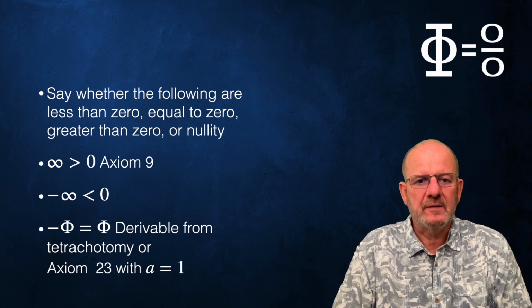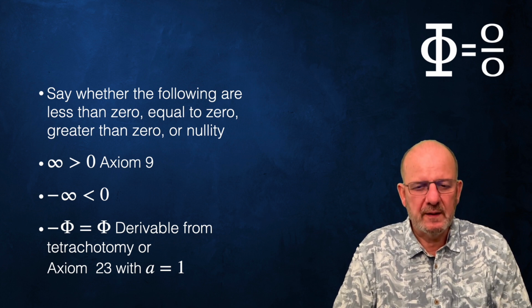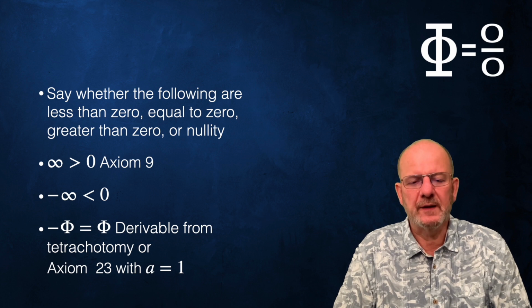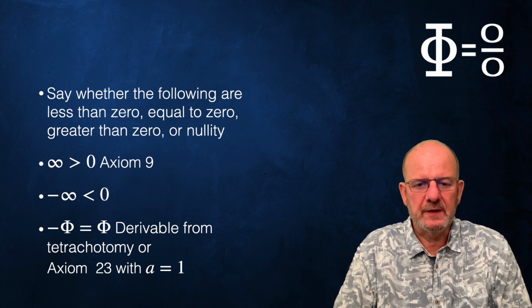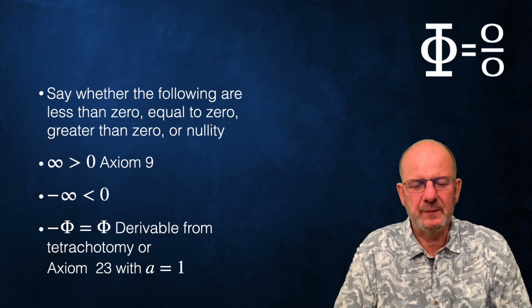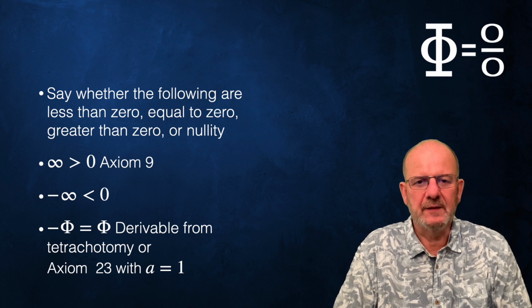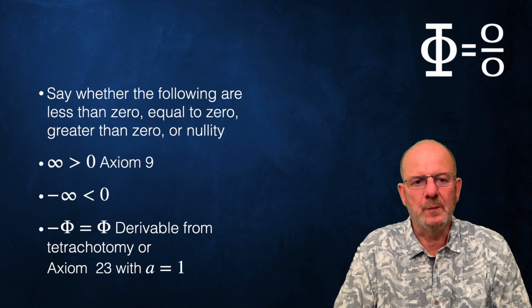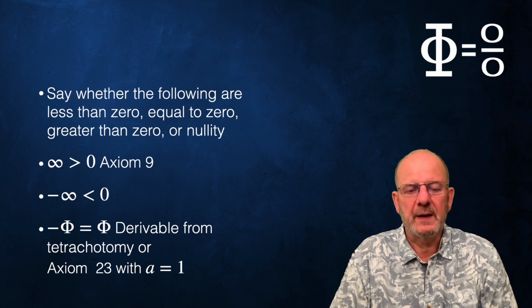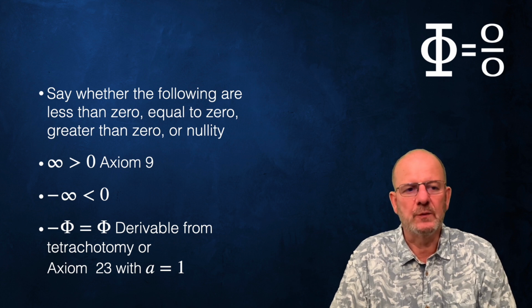Now, minus nullity equals nullity is a really hard question. You could have worked it out from tetrachotomy. The minus sign converts positive numbers into negative numbers and negative numbers into positive numbers. All other numbers it leaves the same. Nullity isn't positive and isn't negative, so it gets left the same by the minus sign. So minus nullity equals nullity. You could have worked it out from axiom 23 by setting a equal to 1.